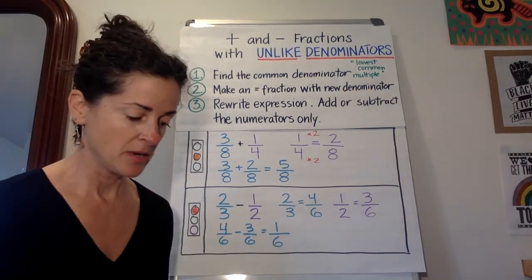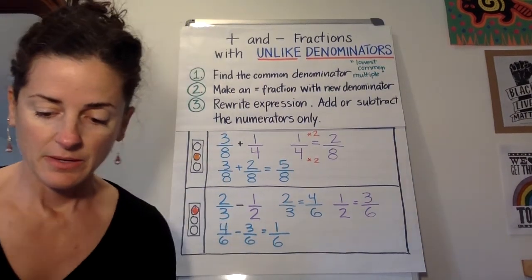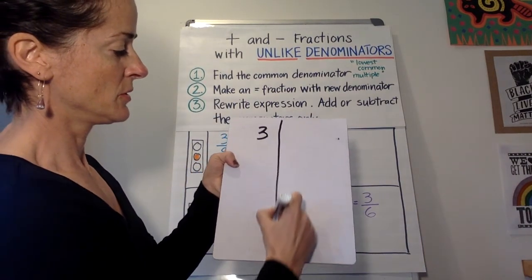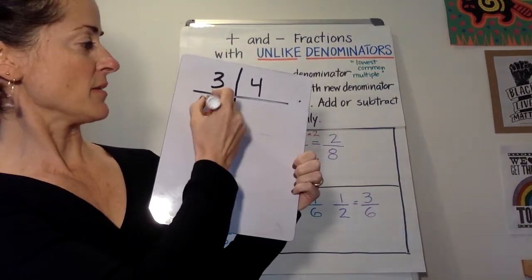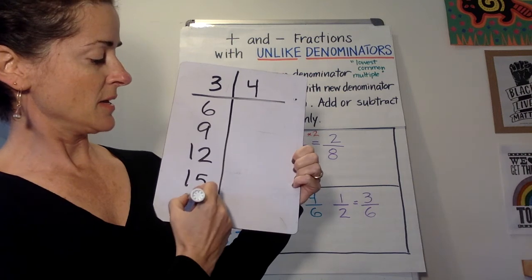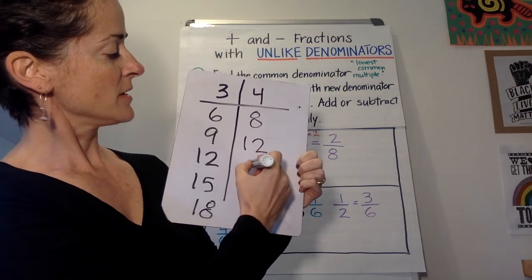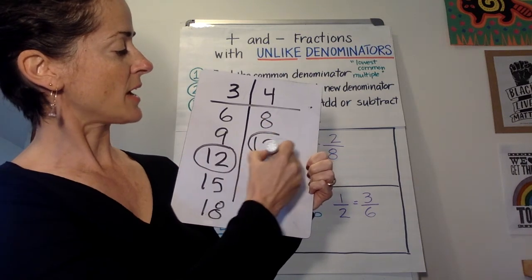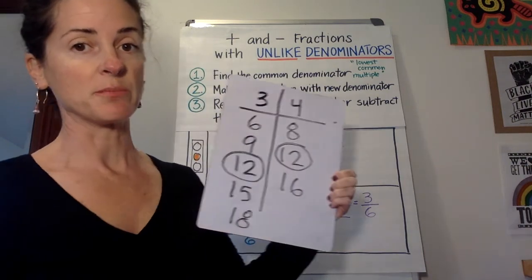Really quickly, one other way to find the common denominator is to make a T-chart with your two denominators and start counting by threes. 3, 6, 9, 12, 15, 18. 4, 8, 12, 16. Oh, there it is. So in this case also it happened to be 3 times 4. That's another way you can find that least common multiple.